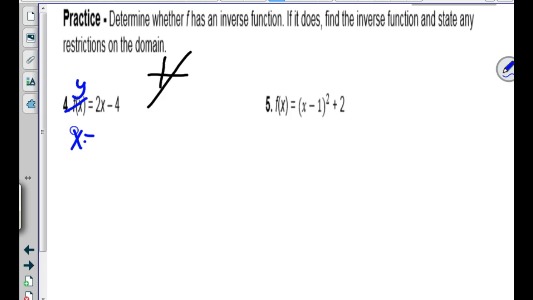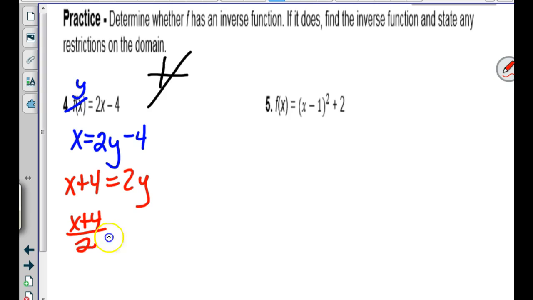Yes, we write x equals 2y minus 4. We switch the x and the y. Then we have to solve for y all over again. What's that going to look like? Get the y by itself, guys. What are we going to do? Add 4. And then divide by 2. You could write it like this, or you could divide each piece by 2, so you'd end up with 1/2 x plus 2. They're both right.